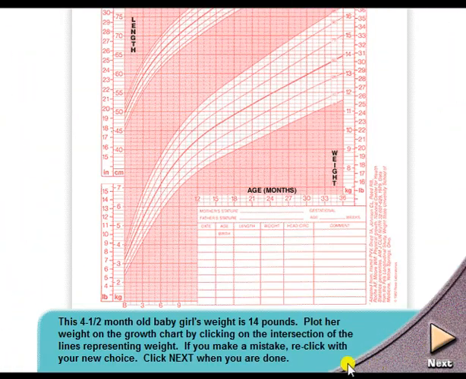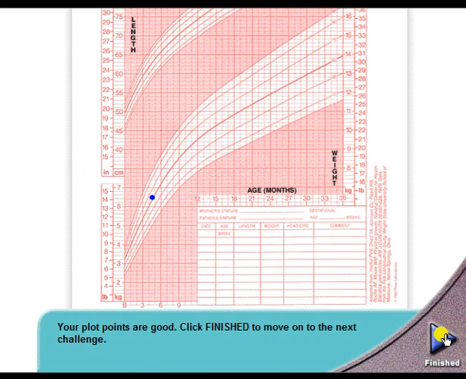This 4.5-month-old baby girl's weight is 14 pounds. Plot her weight on the growth chart by clicking on the intersection of the lines representing weight. If you make a mistake, re-click with your new choice. Click Next when you are done. Your plot points are good. Click Finished to move on to the next challenge.